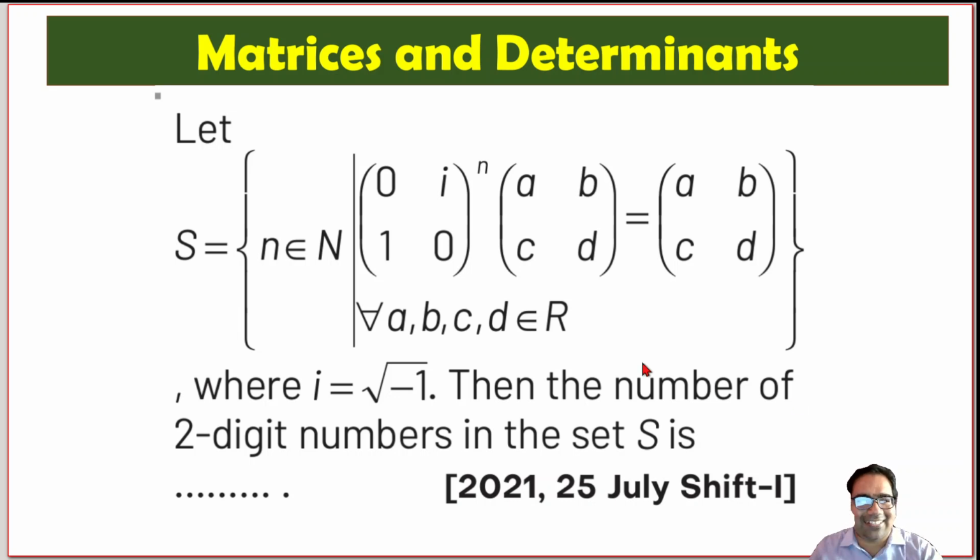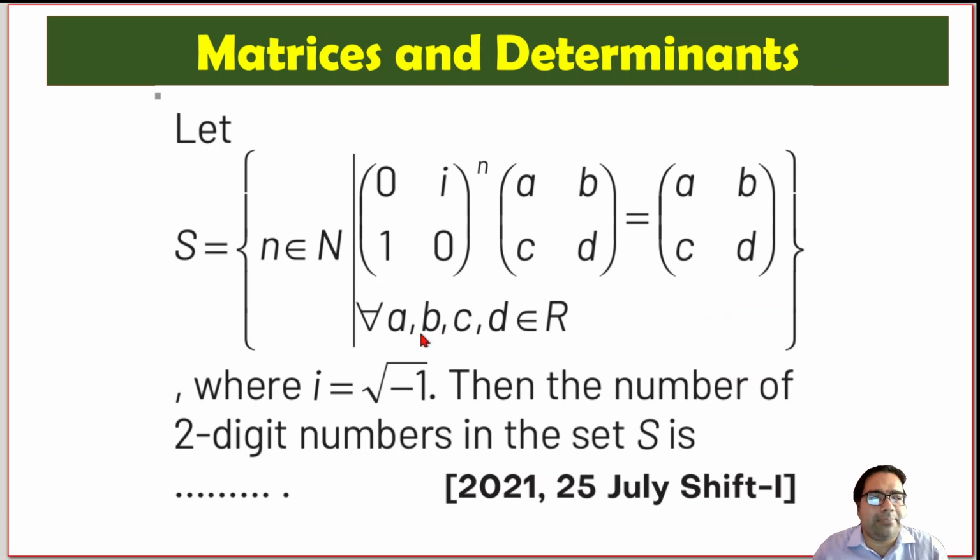We are given this set S. This set S is a set of natural numbers and belongs to n. And what are these natural numbers? These natural numbers are such that this matrix multiplication, [0 i; 1 0] whole power n, times [a b; c d], should give [a b; c d].